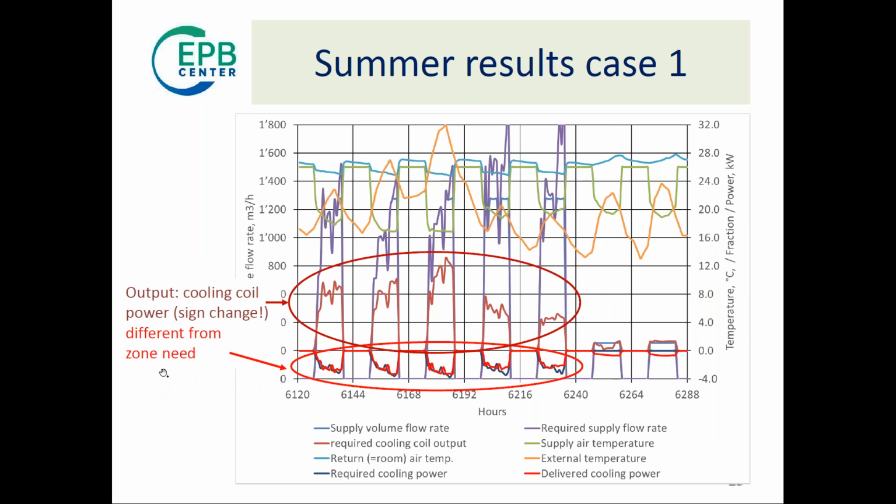Finally here in this week, I also show the output, which is the cooling coil power. We have a sign change here in the system. It's not negative, it's positive, and it's pretty different from what the zone needs. Some reasons for that: outdoor air has to be treated in order to provide the supply temperature, and there is also some dehumidification, because that's the cooling case. This dehumidification occurs anyway when you have low coil temperatures, and that's calculated as well.